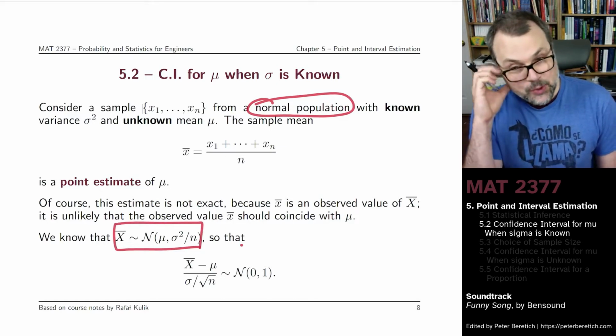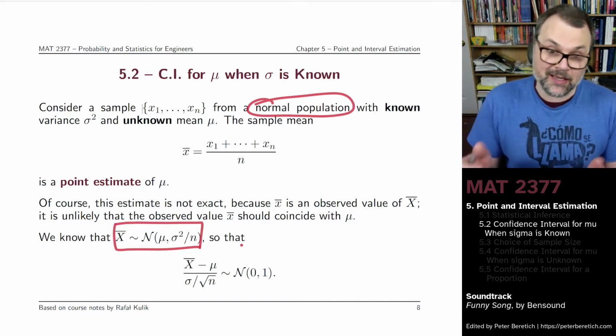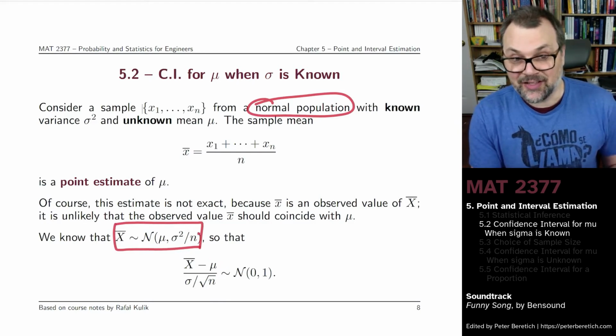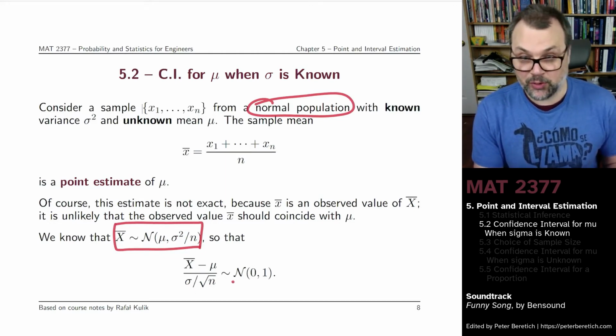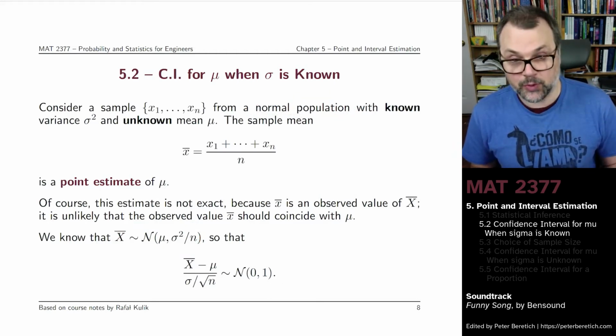If that's the case, we can standardize the sample mean by subtracting the true population mean mu and dividing by the standard deviation of the normal distribution that it follows. In this case, the square root of sigma squared divided by n, so sigma divided by square root of n, and that is going to follow a standard normal distribution.